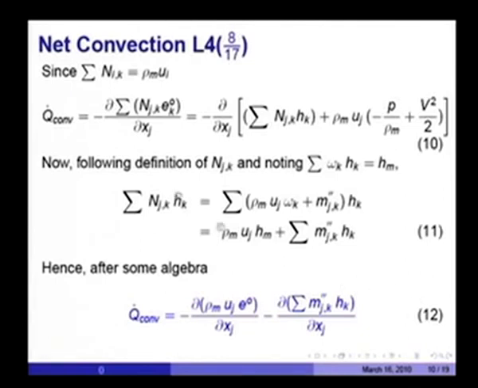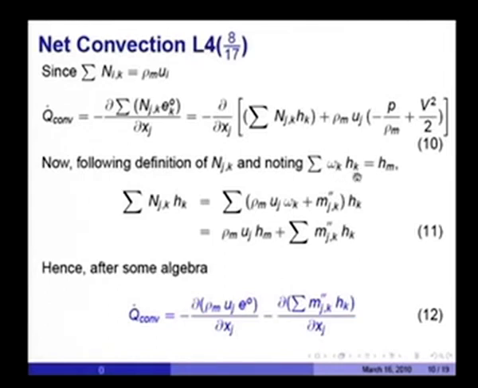So, net convection then, by following the convention that heat in is positive, whereas heat out is negative, we would have convection as simply d by dxj of sigma n j k E naught k, and if I replace E naught k by h k plus p by rho m plus v square by 2, then you will see n j k would multiply with h k into the bracket, but the sum of n j k would simply be rho m u j, as we saw before, minus p by rho m plus v squared by 2.